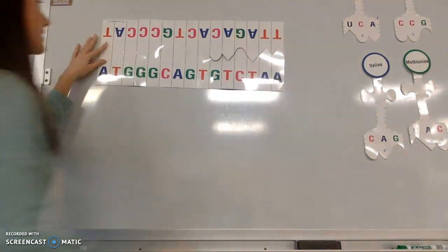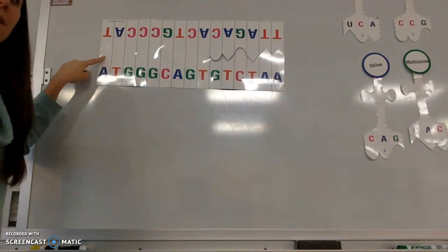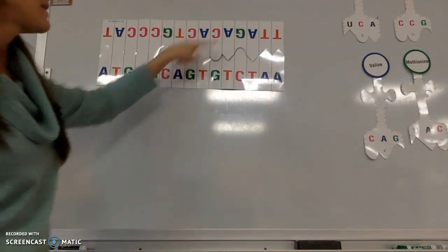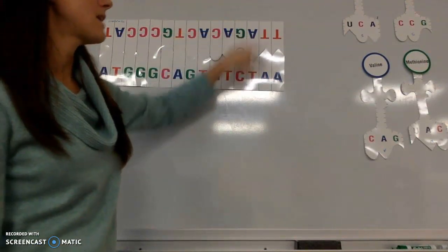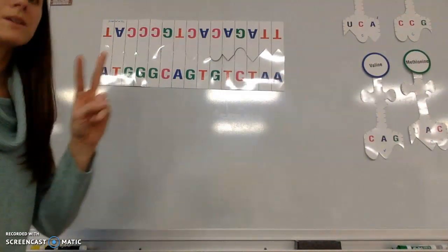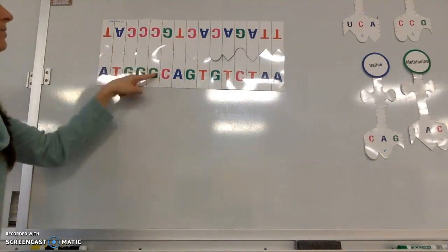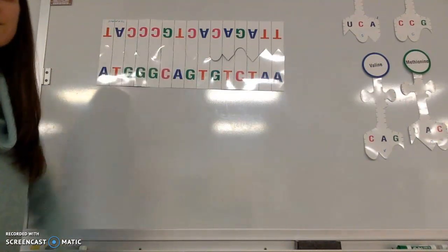There you go. Every time you have a thymine on one, you have an adenine on the other. Adenine, thymine, thymine, adenine, adenine, thymine, adenine, thymine, adenine, thymine, thymine, adenine, thymine, adenine. A and T always go together. Cytosine always pairs with guanine. Cytosine, guanine, guanine, cytosine, and so on.